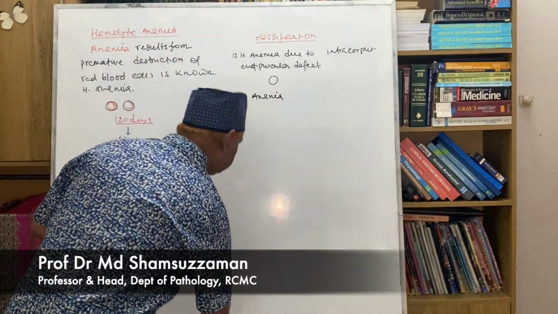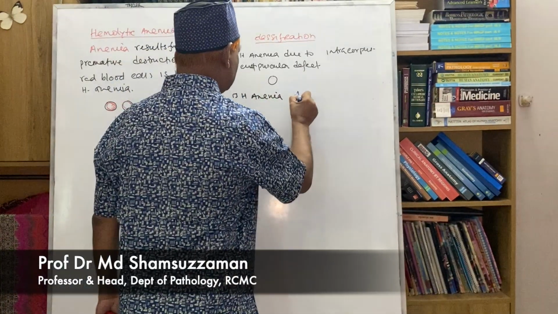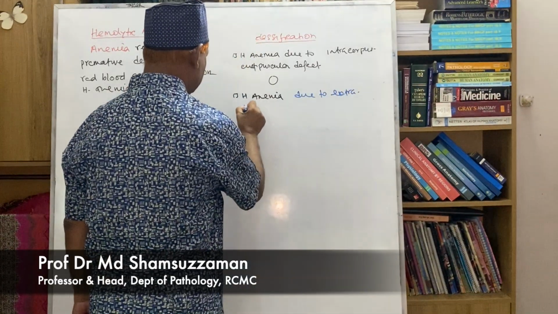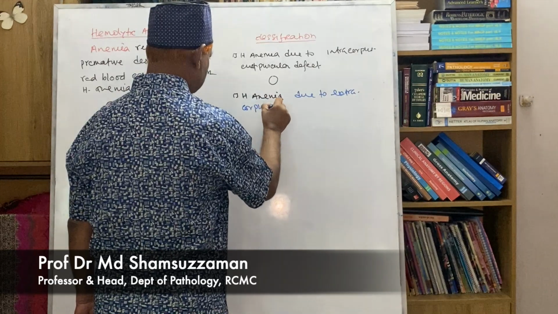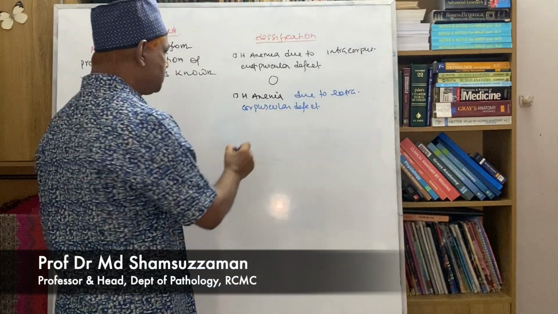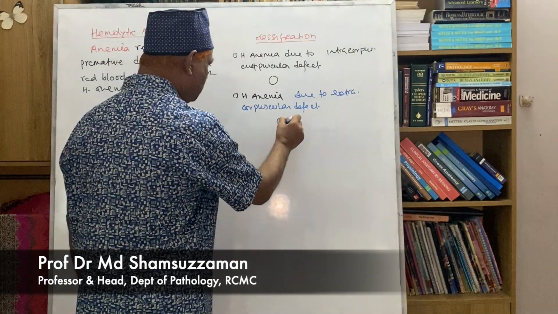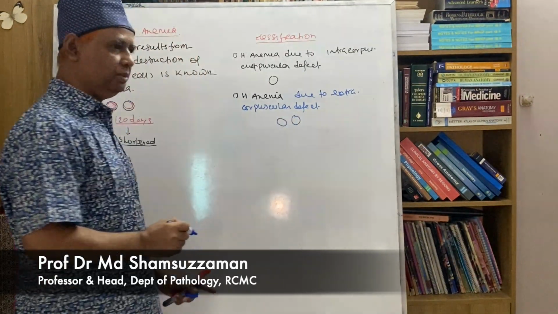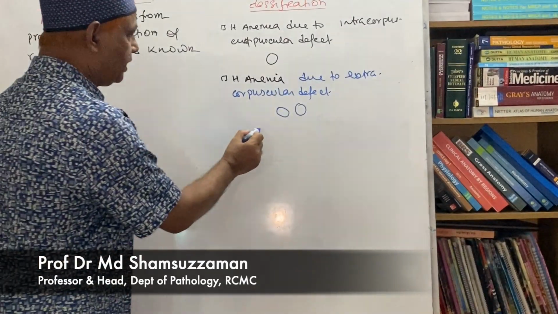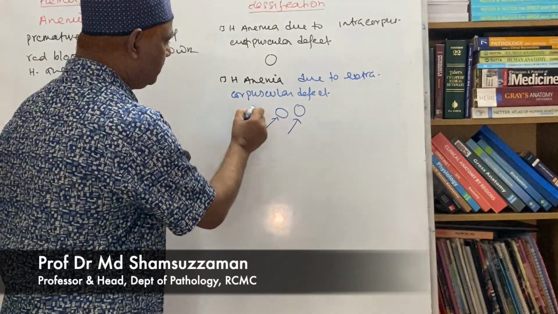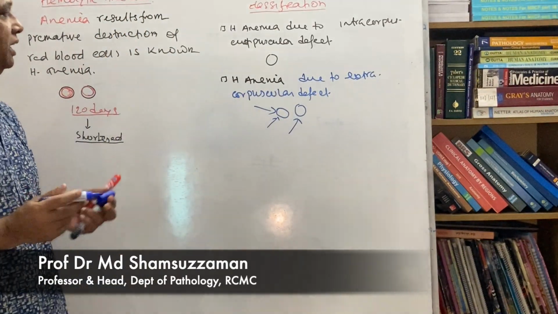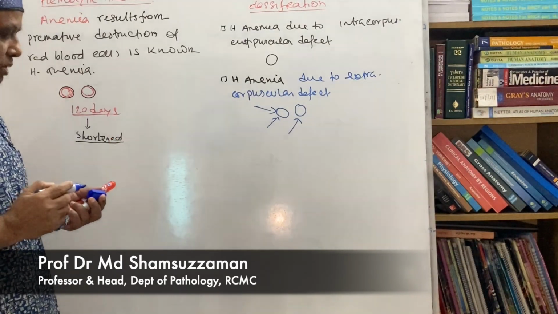Another is hemolytic anemia due to extracorpuscular defect. What it means is that the RBC is without any defect, no defect within the RBC, but any defect outside or surrounding the RBC may lead to massive hemolysis. Then it is called hemolytic anemia due to extracorpuscular defect, and it is an extrinsic mechanism.